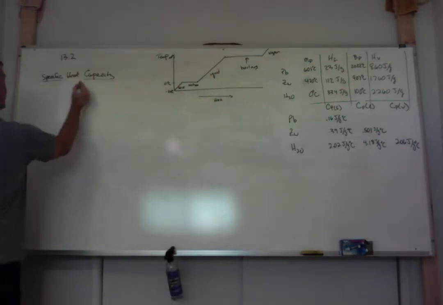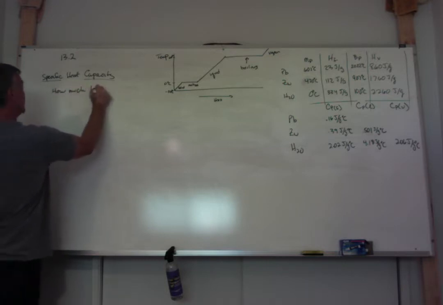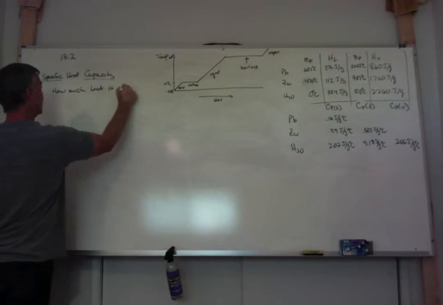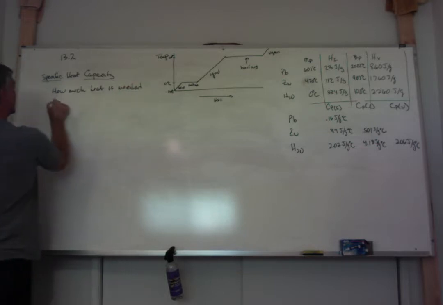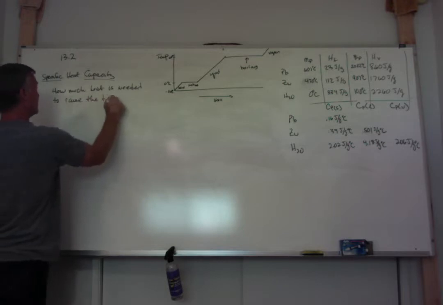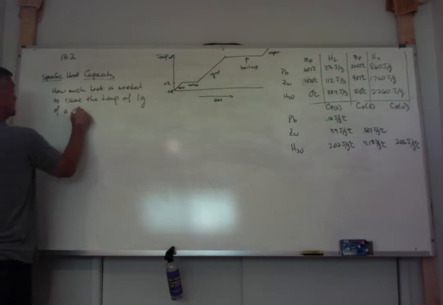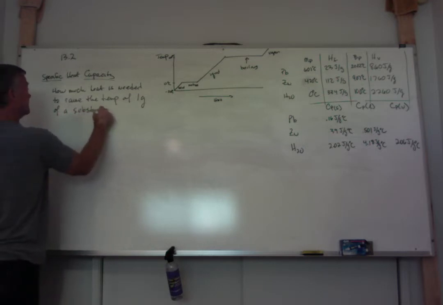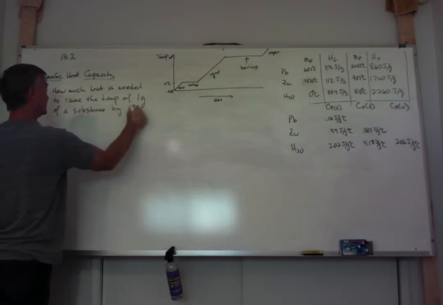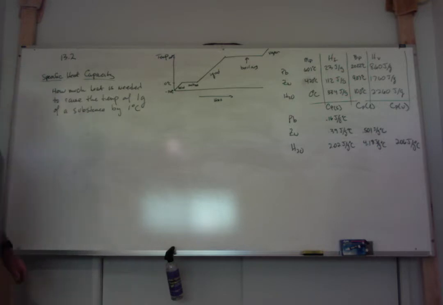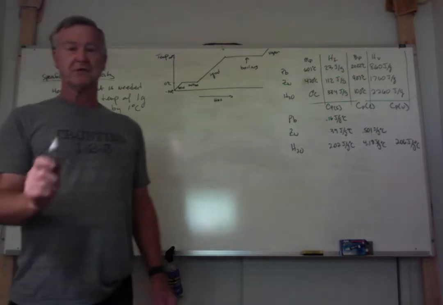Here's what specific heat capacity does. It tells us how much heat is needed to raise the temperature of 1 gram of a substance by 1 degree Celsius. All right, 1 gram of a substance by 1 degree Celsius.